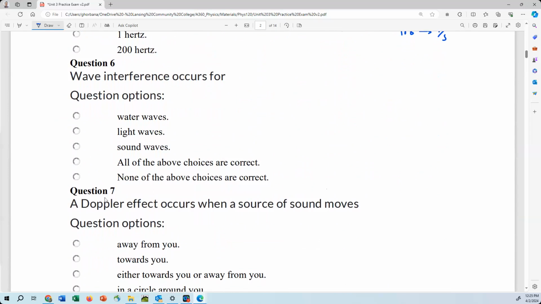So the right answer is all of the above choices are correct. And we know that when we have interference, we have two kinds of interference: constructive interference and destructive interference. In constructive interference, the waves add to each other, okay? But in destructive interference, the waves are canceling each other. Good. We use this definition to explain the standing wave, if you remember.